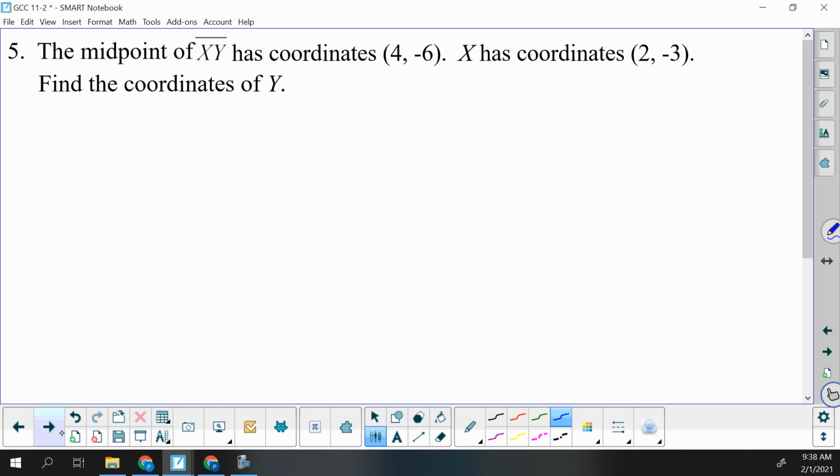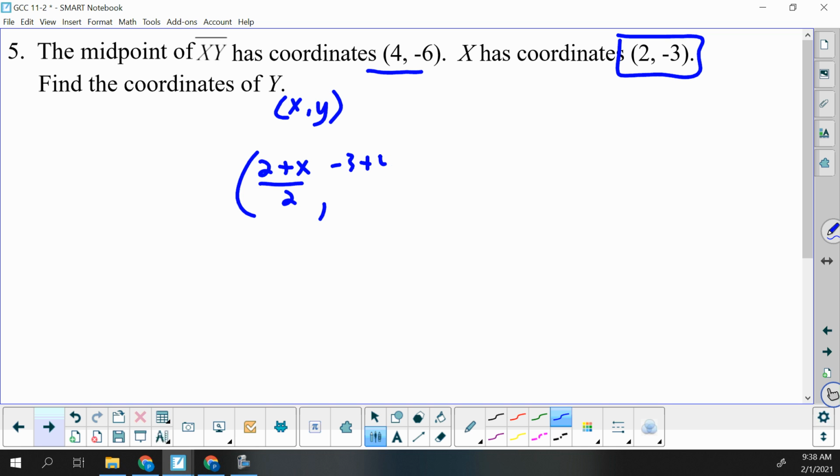So the next one, they give us our midpoint. They give us the coordinates of an endpoint, and we don't know the coordinates of point Y. So again, let's call it x comma y. We'll set up our midpoint using our two endpoints. So we'll have 2 plus x over 2, because we take the average of the x's. Then we'll have negative 3 plus y over 2, because we do the average of the y's. This setup should give us the midpoint, which we know is 4 comma negative 6.